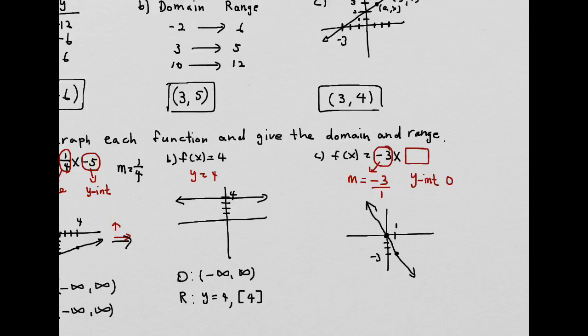With that in mind, your domain and range will be all real numbers again, because as you can see, this arrow right here is not only going up, but moving left, going down, moving right.